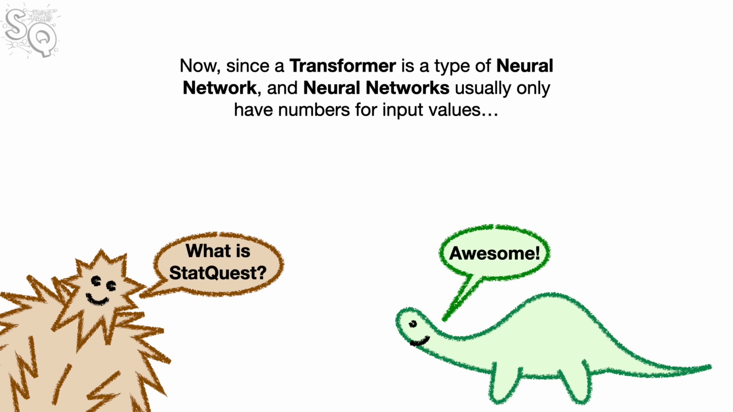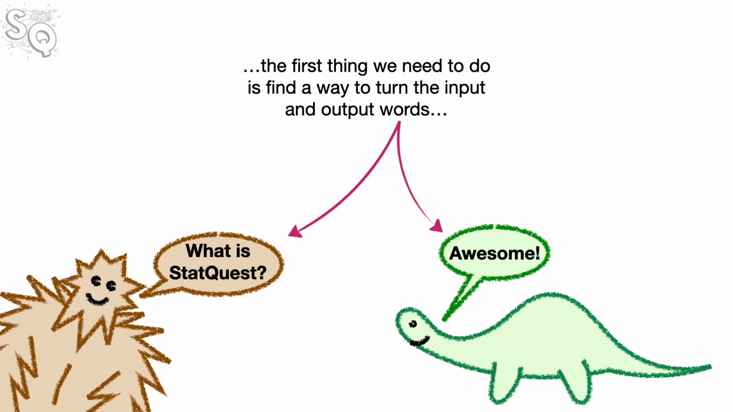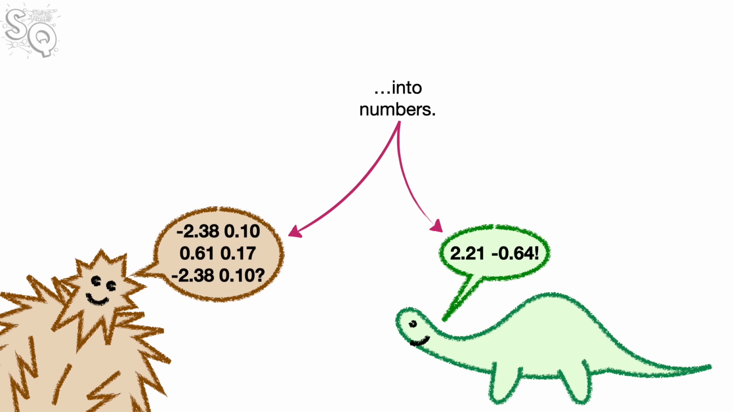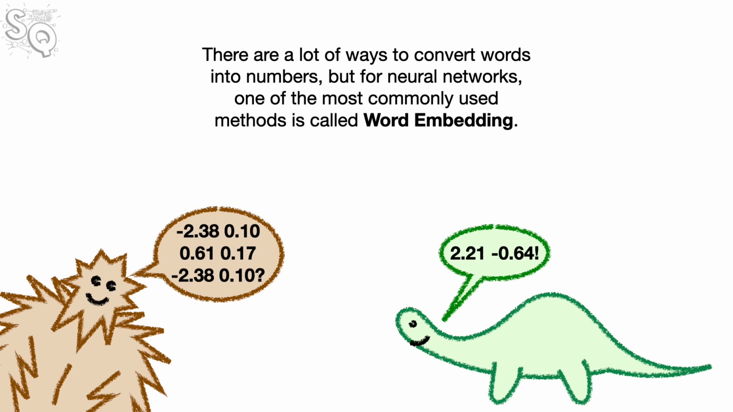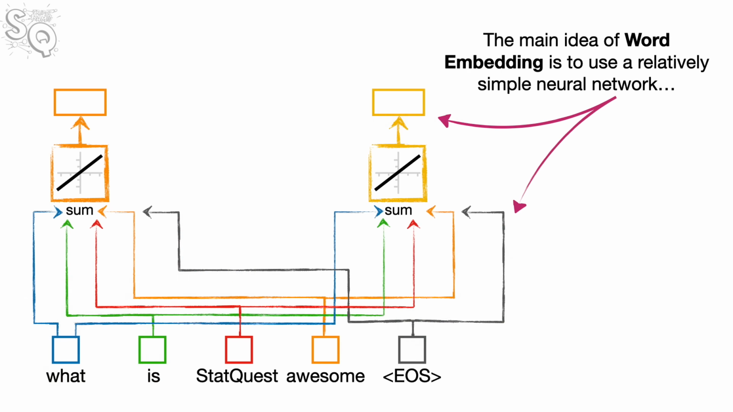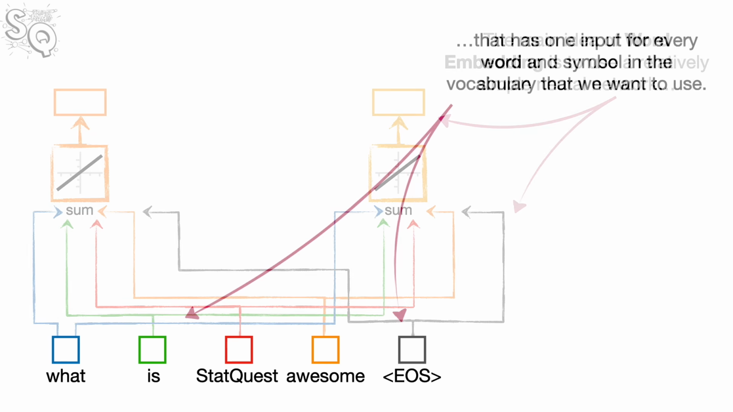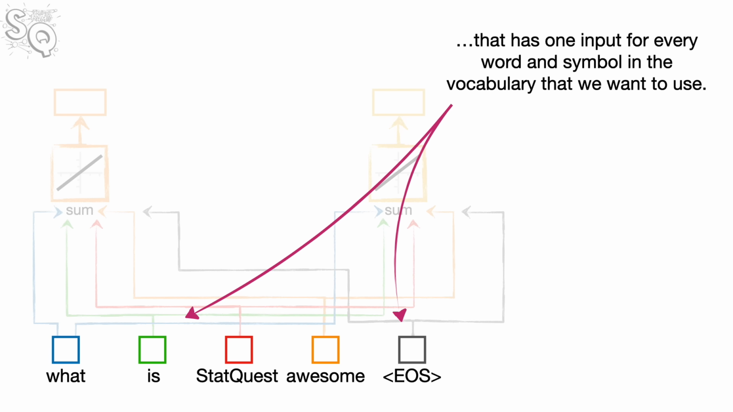Awesome! Now, since a transformer is a type of neural network, and neural networks usually only have numbers for input values, the first thing we need to do is find a way to turn the input and output words into numbers. There are a lot of ways to convert words into numbers, but for neural networks, one of the most commonly used methods is called word embedding. The main idea of word embedding is to use a relatively simple neural network that has one input for every word and symbol in the vocabulary that we want to use.